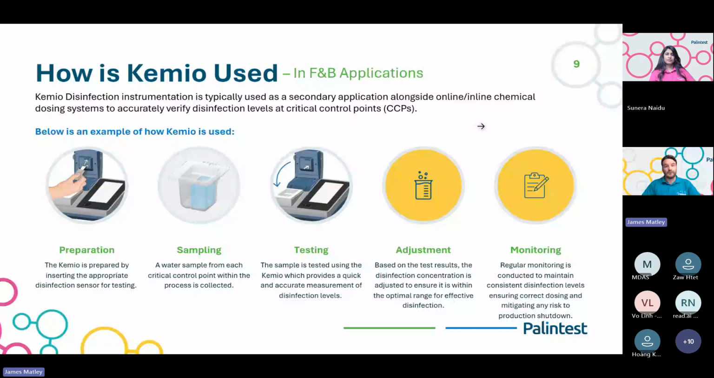You then collect your sample and enter the sample chamber. You close the head into the sample, and then, as mentioned, within a minute you have the result.